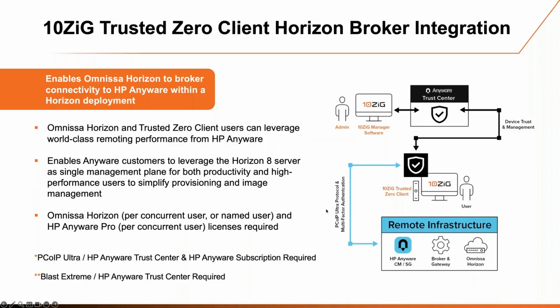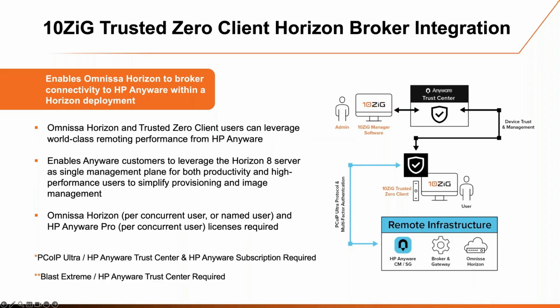Now, this model, because of those additional components, does require an HP Anywhere Pro license, which is licensed per concurrent user, in addition to the Anywhere Trust Center subscription. And as you can see with the Anywhere Trust Center subscription, that is a connectivity that the Trusted Zero client uses to establish connection to the Trust Center, and that is then managed in the same way through the Tenzing Manager server, which also has support for Trust Center.